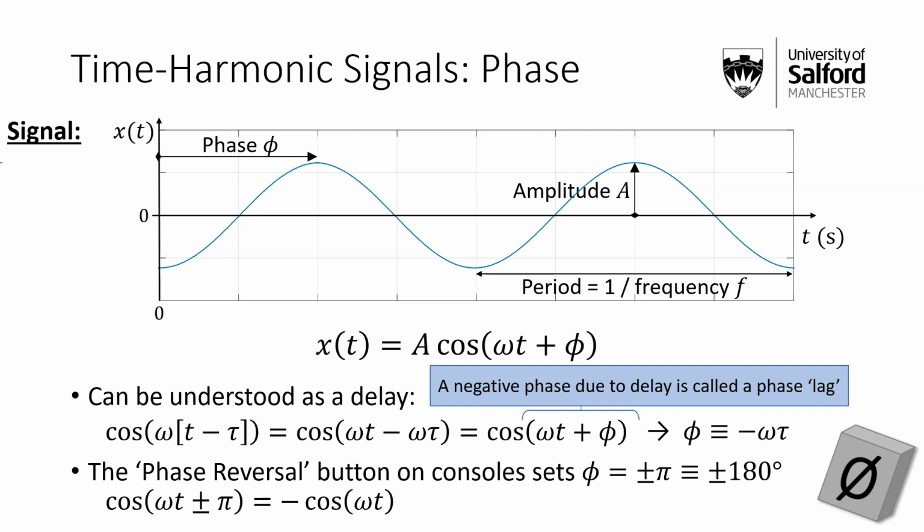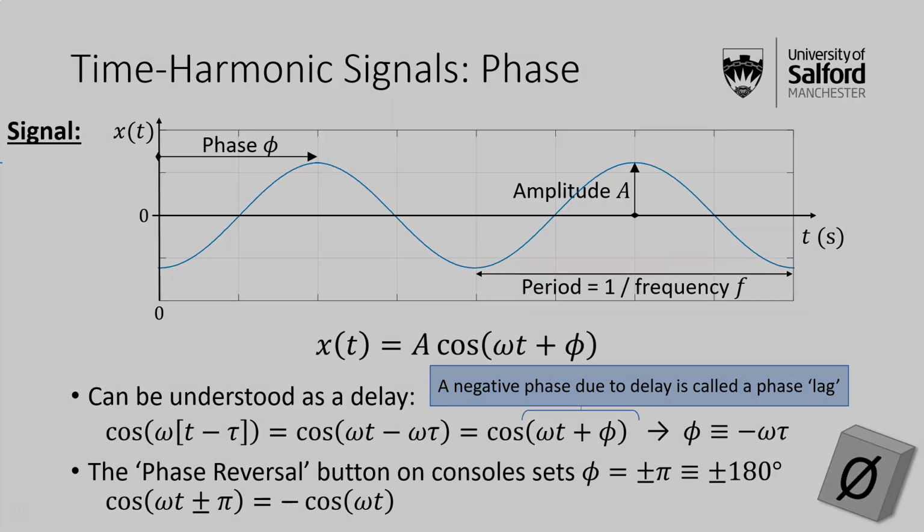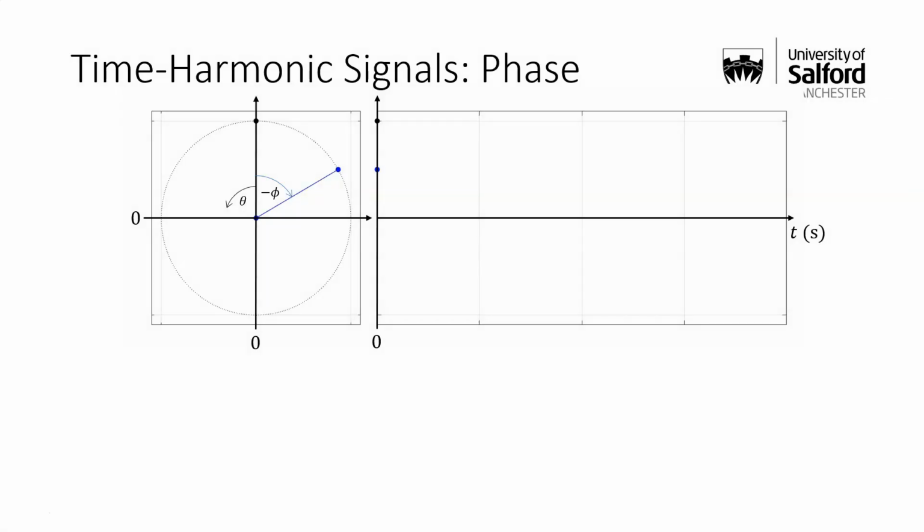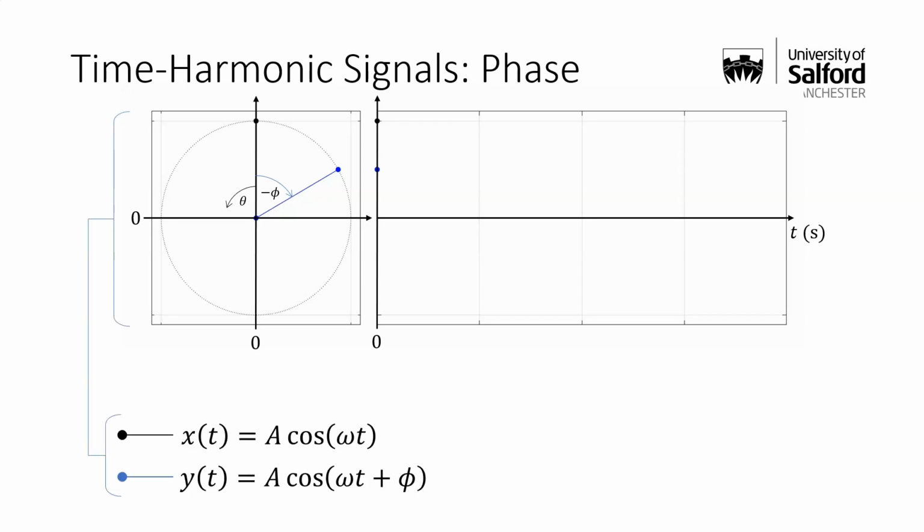To understand other phases, let's go back to our animations of these little crazy rotating fellas. And what I'm going to do now is plot two things on here. I'm going to plot my original signal with no phase change, x, in black. I'm going to plot another signal y that's the same thing but with a little phase change in blue. So I've got my cosine signals, the signals I'm actually interested in, on the vertical axis.